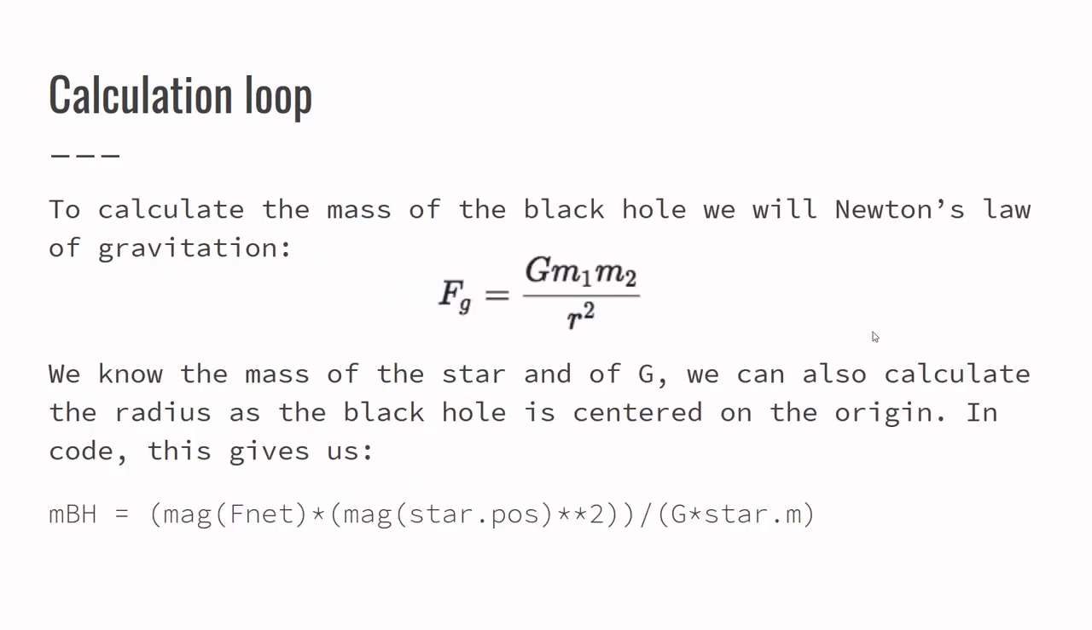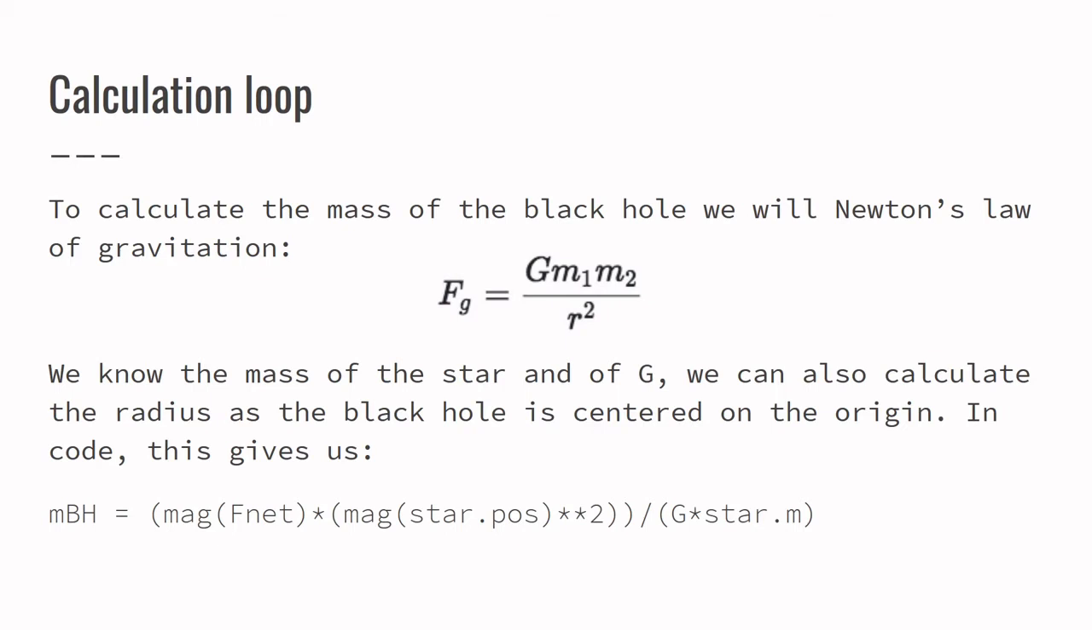We're also going to be calculating the mass of the black hole, and to do so we're going to use the equation displayed here. We know all of the components of this equation apart from the mass of the black hole. So at the bottom of the screen you can see the code rearranged to calculate the mass of the black hole.